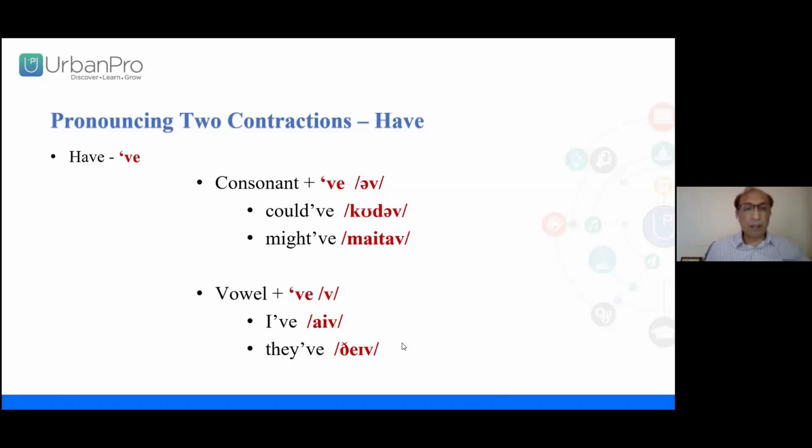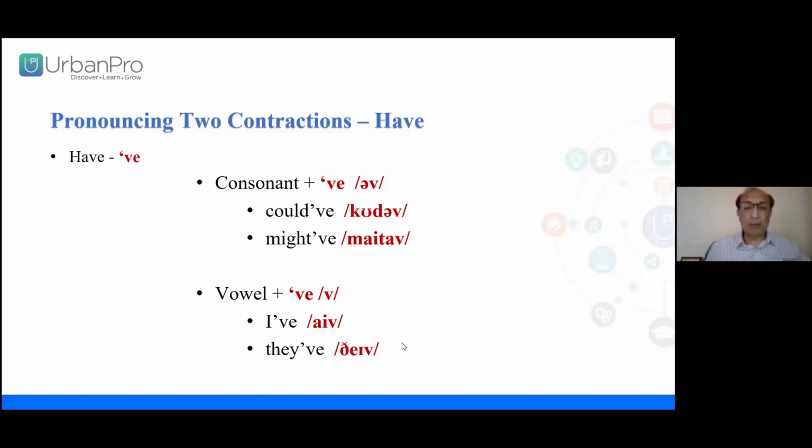All right. Let's look at another contraction using have. It is written as apostrophe VE. Wherever you encounter have, you will have this apostrophe VE written there. That should connote that it's a contraction using have. A similar rule exists for have. If have is followed by a consonant sound, it becomes a schwa sound and v. So it is spoken as 'uv'.